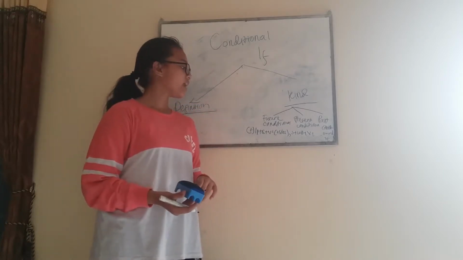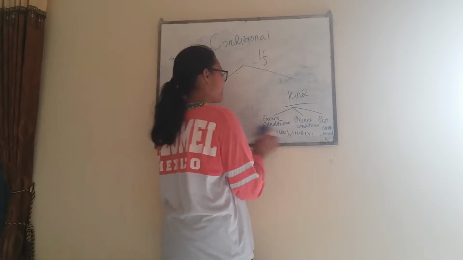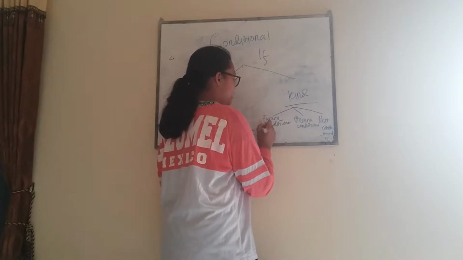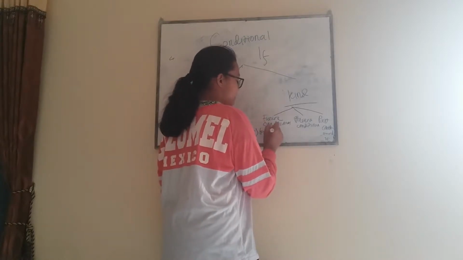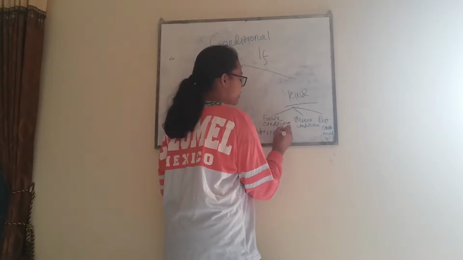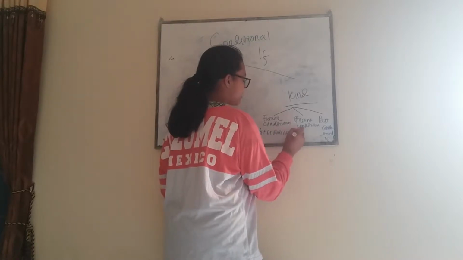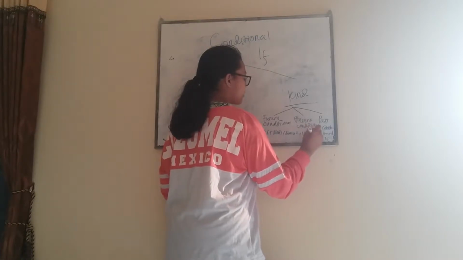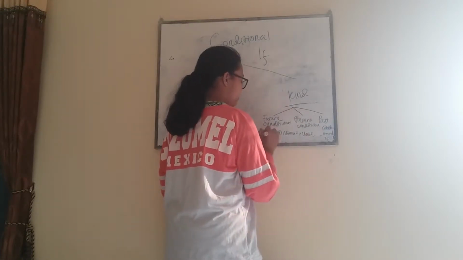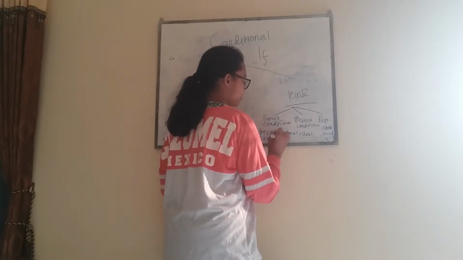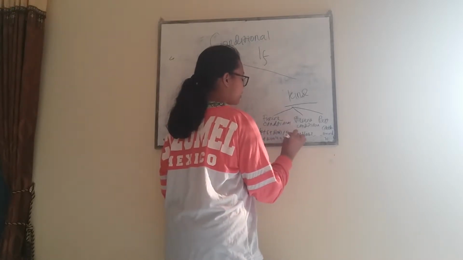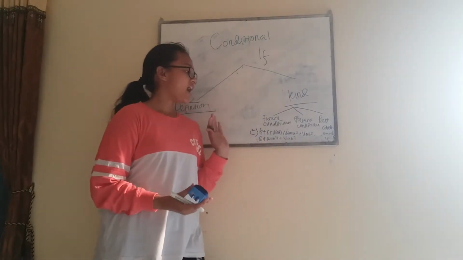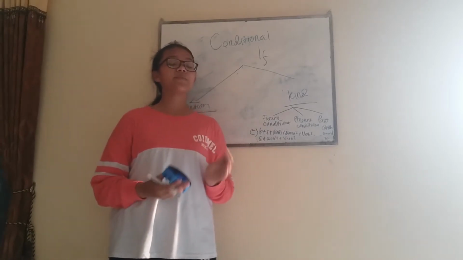Now we go to negative pattern. Negative pattern is if plus subject plus don't or doesn't plus verb 1, comma, subject plus won't plus verb 1. For the example, if I don't go to Jakarta, I won't visit my grandma's house next time.